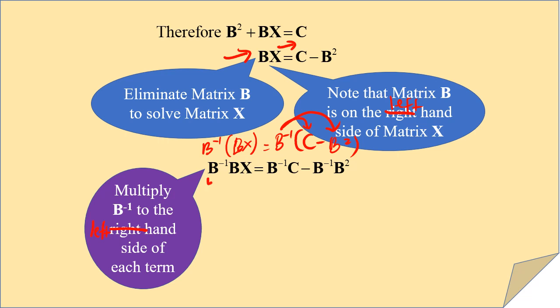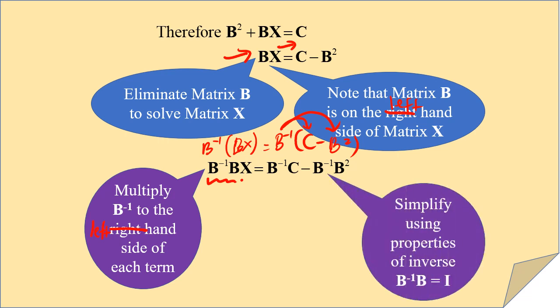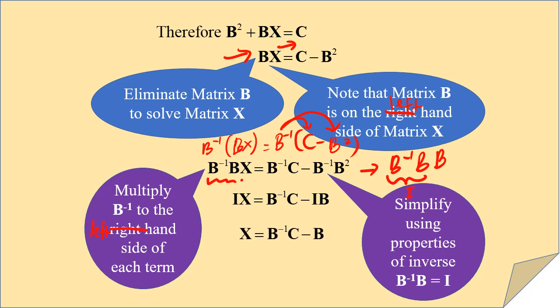On the left side, B inverse B is equal to I. On the right side, this is actually B inverse multiplied by B multiplied by B. B inverse multiplied by B is equal to I. That's why on the right side we have B inverse multiplied by C minus I multiplied by B. So this is I, and we have X equal to B inverse C minus B. Now to find X, we only have to substitute the matrices B inverse and B into the equation.